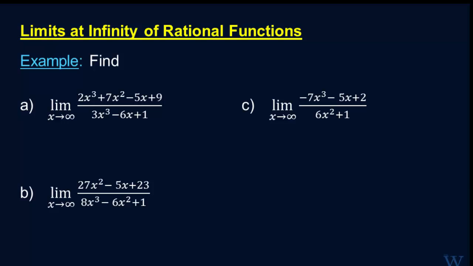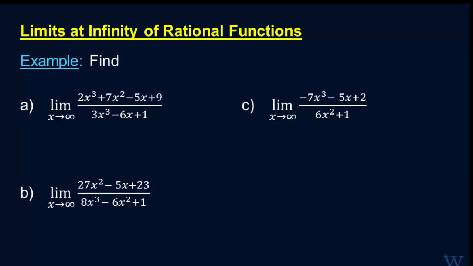More examples. Limits at infinity of rational functions. All of these are rational expressions because each is the ratio of two polynomials. You have a polynomial here of degree 3, a polynomial here of degree 3 as well. Here you have a quadratic polynomial, a cubic polynomial, a cubic function, and here you have a cubic divided by a quadratic function. Okay, so how do we take the limit?